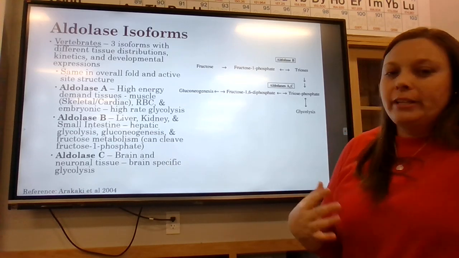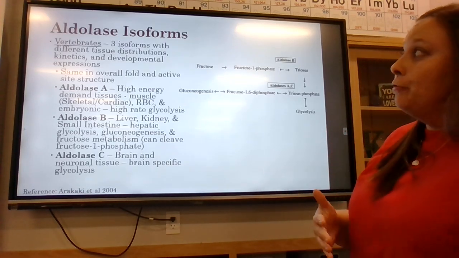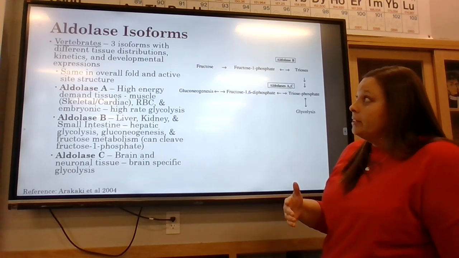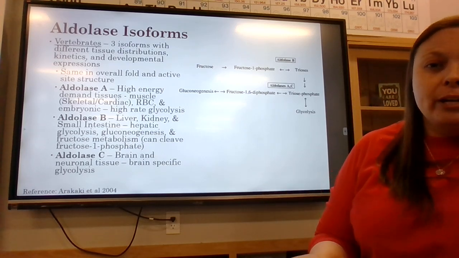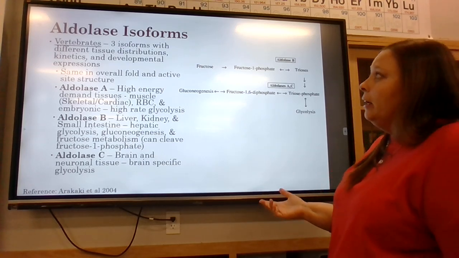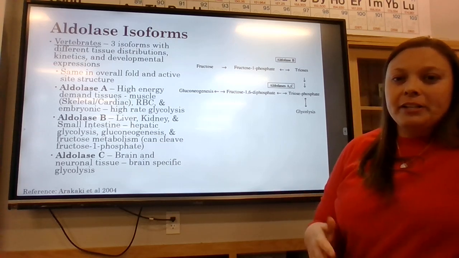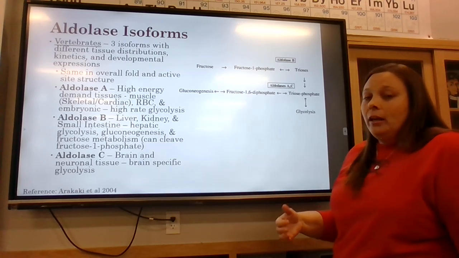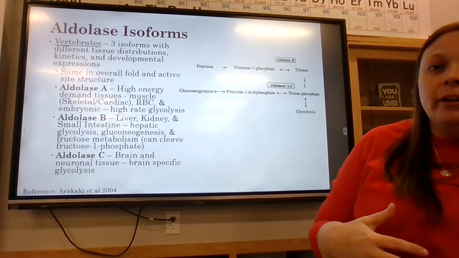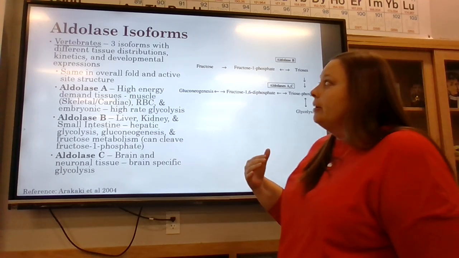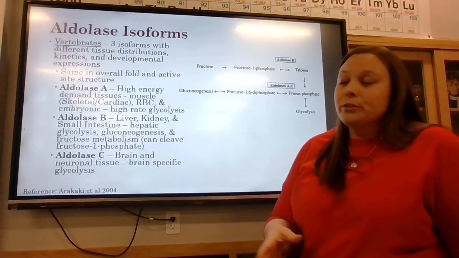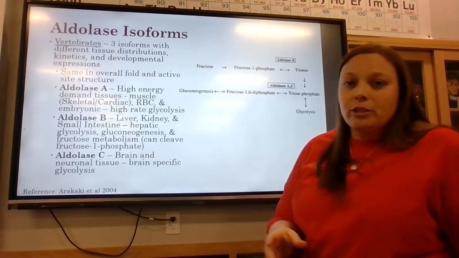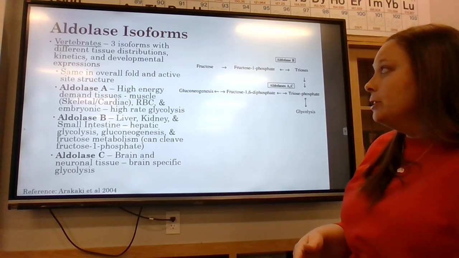Now, aldolase comes in 3 different forms in vertebrates. They differ based on their location in what tissue, their kinetics and how fast they work, as well as their different developmental expressions. All 3 of the different aldolase isoforms have the same overall folds and active site structure. They just happen to be in different locations.